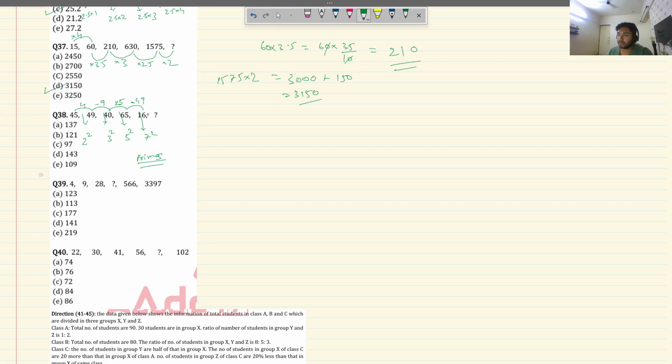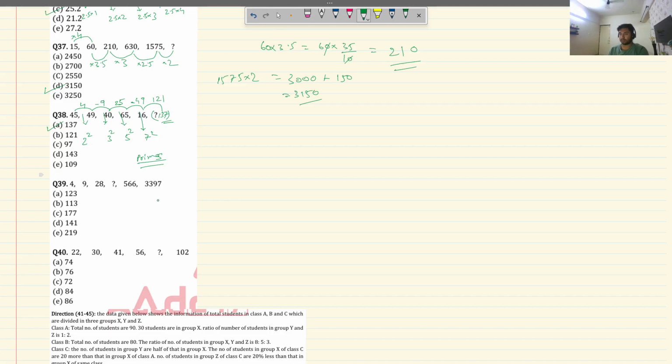So if this is minus, whatever will be my next number, the consecutive difference with that should be the next prime number after 7, that is 11. 11 square, that is 121. So 16 plus 121 gives me 137. 137, that is my answer. Yes, option A.